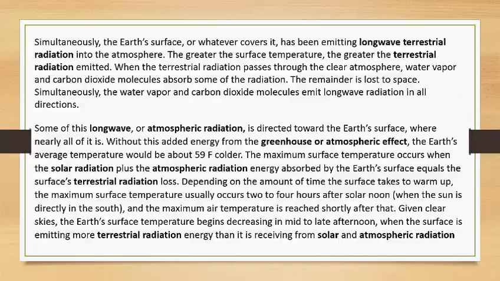Depending on the amount of time the surface takes to warm up, the maximum surface temperature usually occurs 2 to 4 hours after solar noon, and the maximum air temperature is reached shortly after that. Given clear skies, the Earth's surface temperature begins decreasing in mid to late afternoon, when the surface is emitting more terrestrial radiation energy than it is receiving from solar and atmospheric radiation.